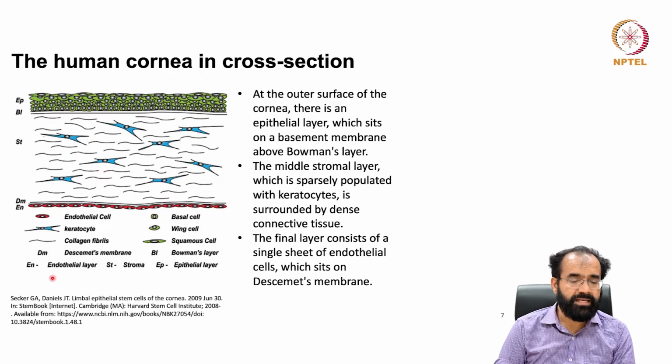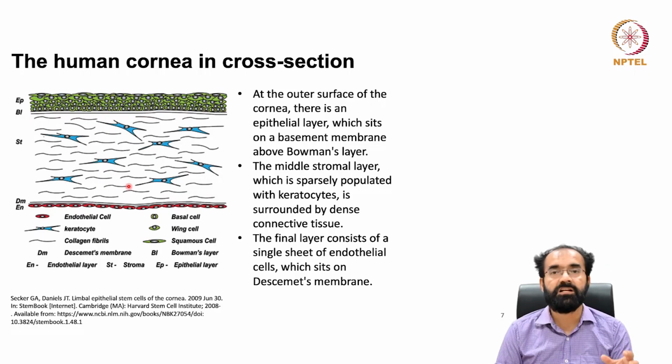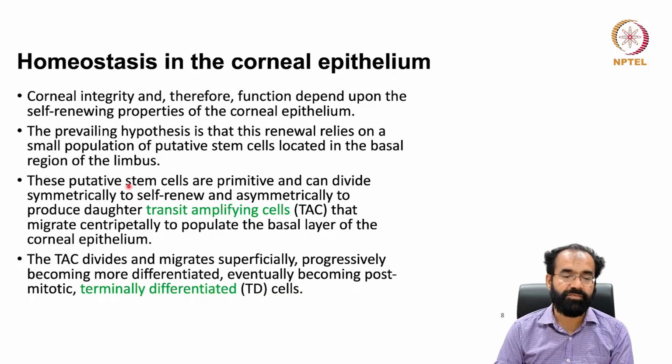So you can see here that there is the epithelial layer and basement layer, stromal cells and Descemet's layer, and then you have the endothelial cell layer, and each of them is marked here. Descemet's membrane is there, and basal cells, wing cells and squamous cells are there. And remember, the majority of this portion is transparent, as you can see in this structure, and that is essential for the light to pass through effectively.